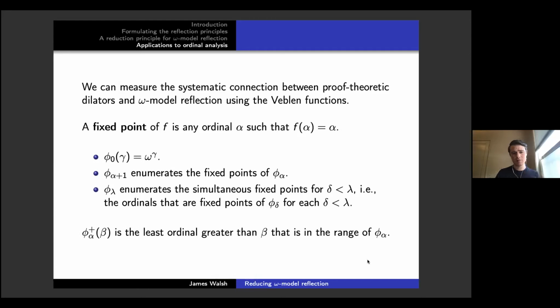Now phi sub alpha plus of beta is going to be the least ordinal that's greater than beta and in the range of phi sub alpha. So phi sub 1 plus of beta will be, for instance, the least epsilon number that's greater than beta.